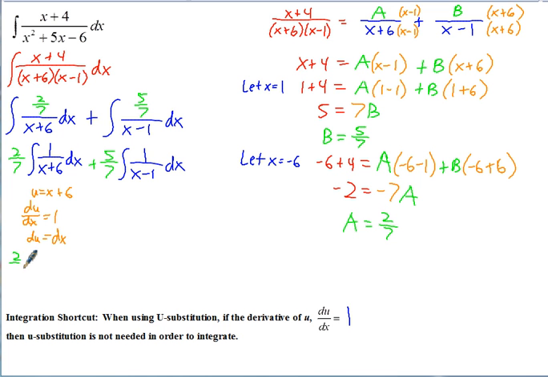So we can just make that 2/7. And then when you integrate 1 over x plus 6, or normally it'd be 1 over u if you set it with u, that gives you the natural log absolute value. We don't need u substitution, you can just put in the x plus 6, since the derivative of that was just 1, plus 5/7. Same thing here, you'd say u equal to x minus 1, but the derivative of that is just 1, so we don't really need u substitution. Just write natural log absolute value of x minus 1 and then plus c.